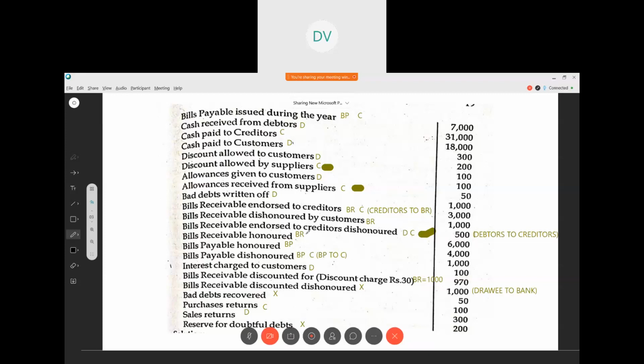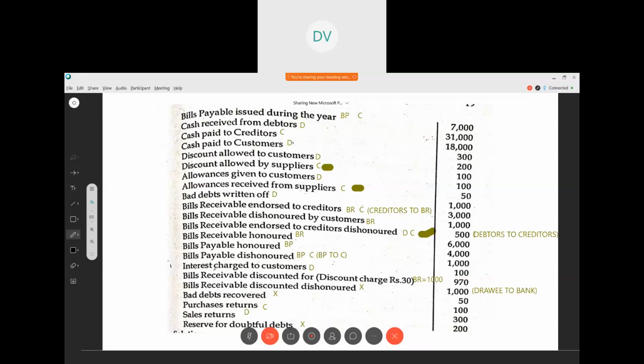Then bills receivable honored. Bills receivable account. Bills payable honored. Honored means paid. Bills payable account. Bills payable dishonored. What is the journal entry? Whenever we are issuing the bill to the creditor, we write creditors account debtor to bills payable account. But when it gets dishonored, we have to pass the reverse entry. Bills payable account debtor to creditors account. So it will appear in both the ledger accounts.